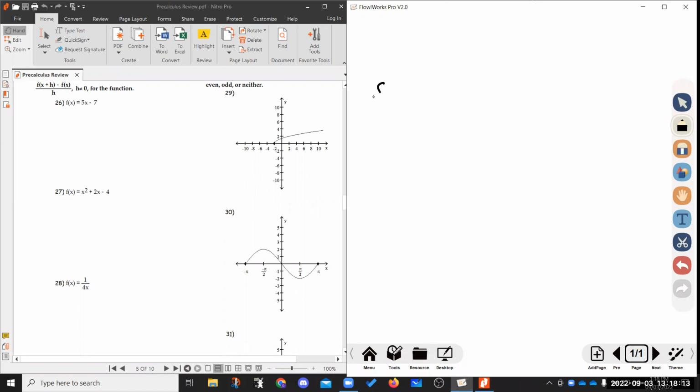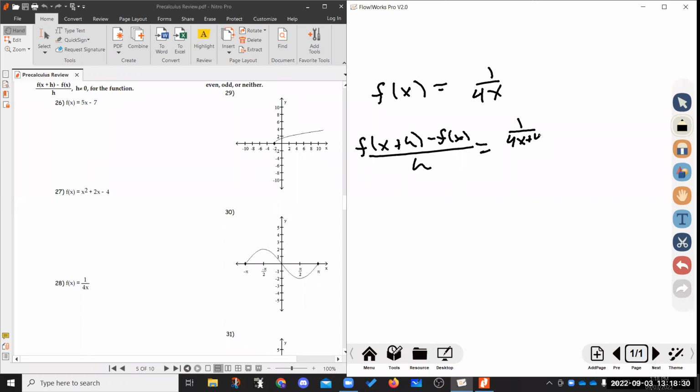Number 28, f of x is going to be 1 over 4x. So this is going to be a little different because we're going to have to make a common denominator here. f of x plus h minus f of x divided by h is going to be 1 over 4 times x plus h, I'm just going to leave it factored for right now, minus 1 over 4x. All this is getting divided by h. I'm going to write it that way because we're going to have fractions divided by fractions in a second.